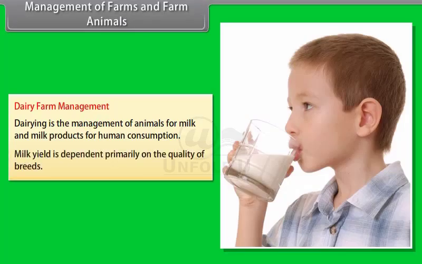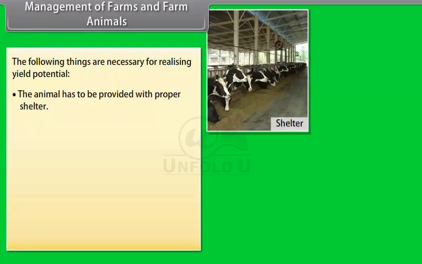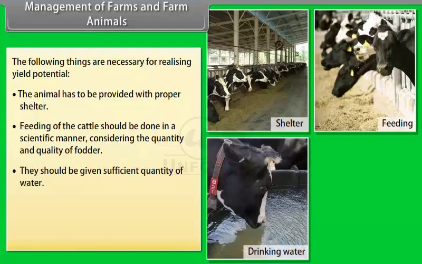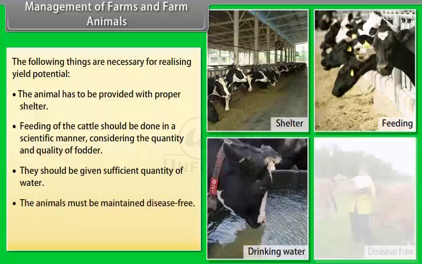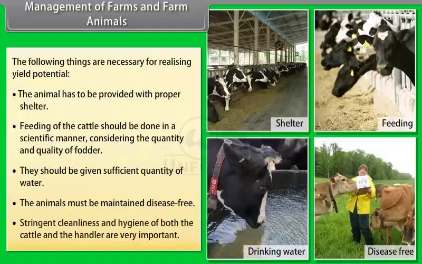Milk yield is dependent primarily on the quality of breeds. The following things are necessary for realizing yield potential. The animal has to be provided with proper shelter. Feeding of the cattle should be done in a scientific manner, considering the quantity and quality of fodder. They should be given sufficient quantity of water. The animals must be maintained disease-free. Stringent cleanliness and hygiene of both the cattle and the handler are very important.